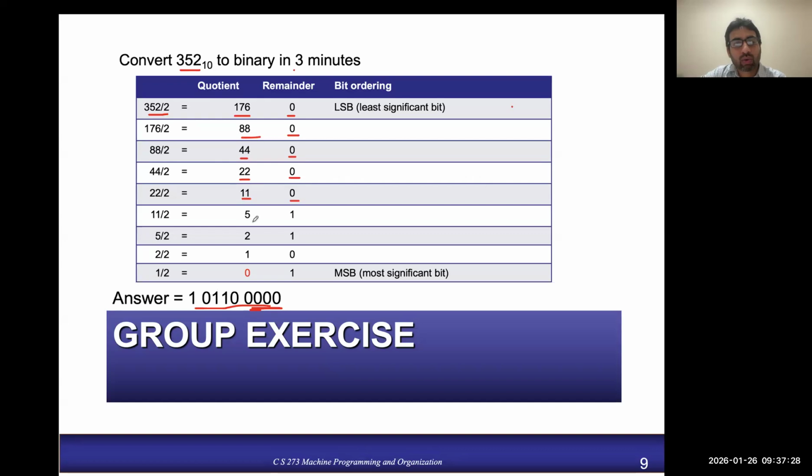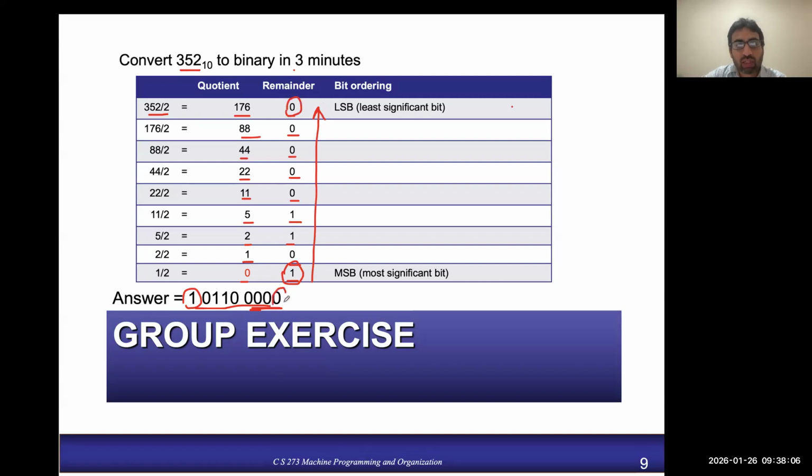You again divide, so quotient is 5 and remainder is 1. So still quotient is not 0, so we continue. Divide 5 by 2, you get quotient of 2, remainder of 1. Again divide by 2, you get quotient of 1, remainder of 0. And then when we divide 1 by 2, quotient is 0 and remainder is 1. Now you simply write these remainders in upward direction. So this 1 becomes the most significant bit here, right? And this 0 becomes the least significant bit here.